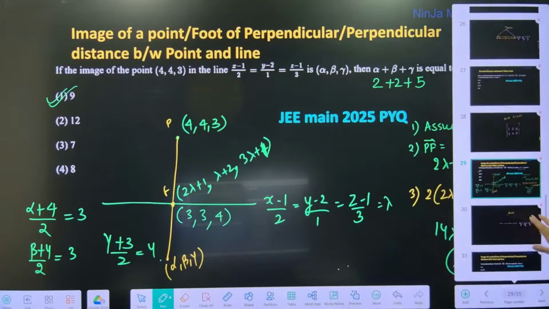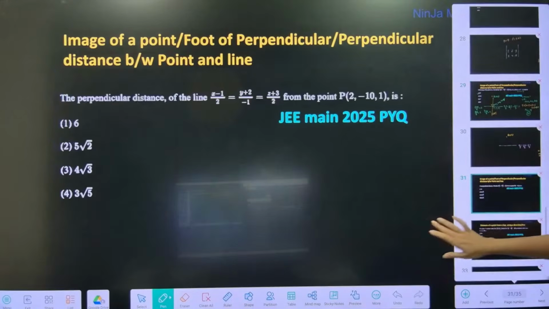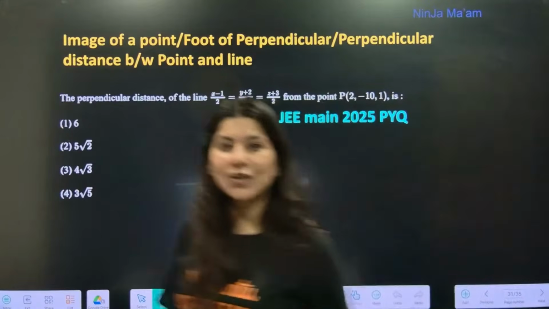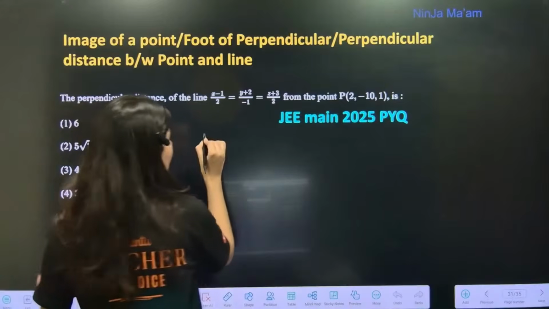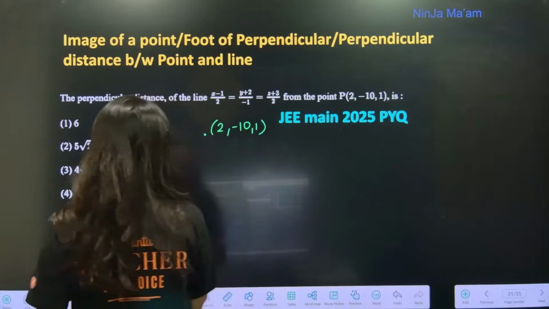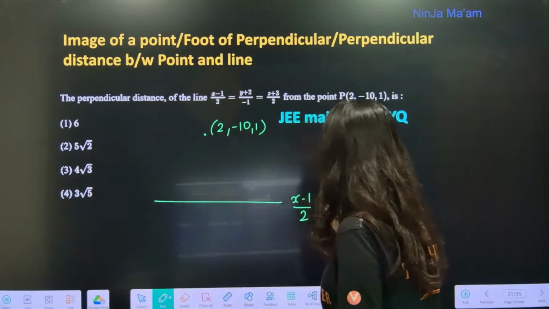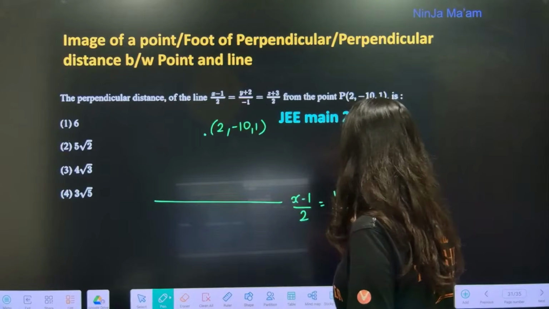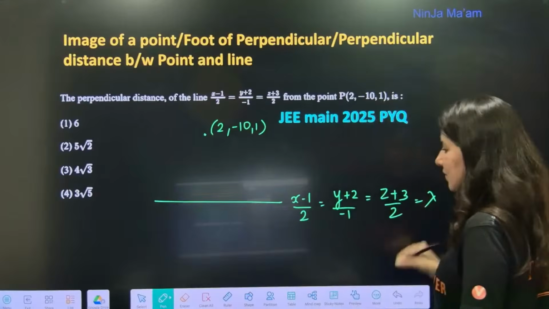So another question, are we ready for it? Another question is talking about perpendicular distance. Again, not a very difficult question, we can do it. Can you see the point (2, minus 10, 1) is right here. And this is your line, which is (x minus 1)/2, (y plus 2)/minus 1, (z plus 3)/2, equal to lambda. Same steps.